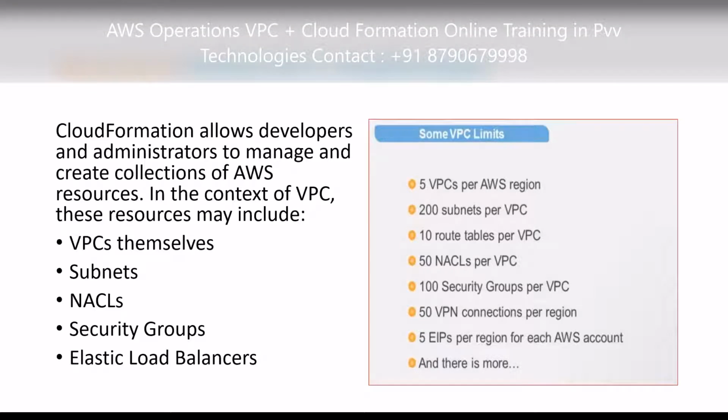The limit of VPCs is 5 VPCs you can create within a region, and if you want to increase the limit of 5 VPCs, we need to create a request to support so that they will increase it based on the justification we provide. And every VPC can have 200 subnets.